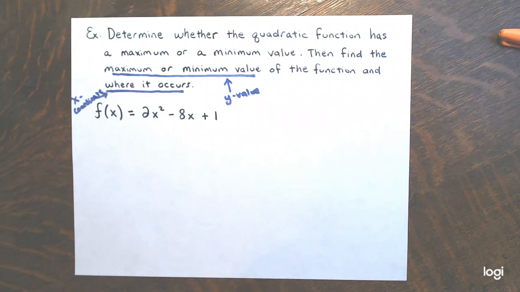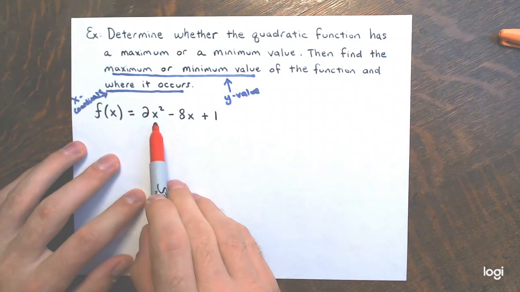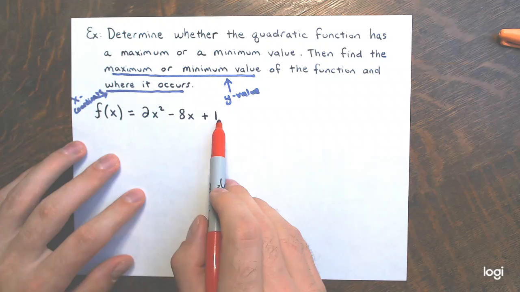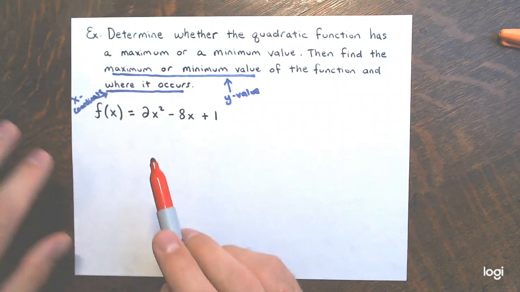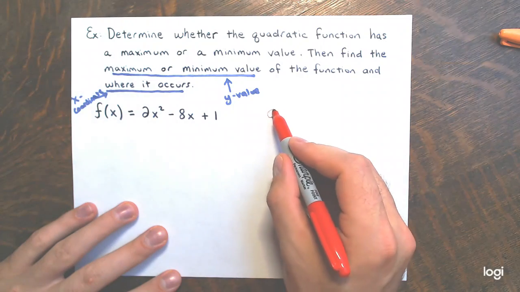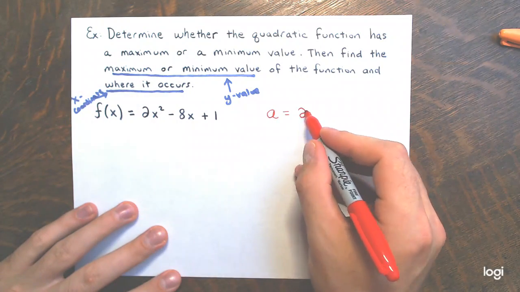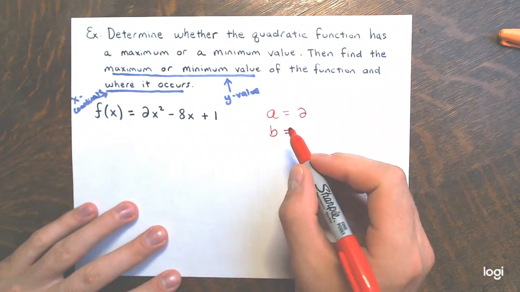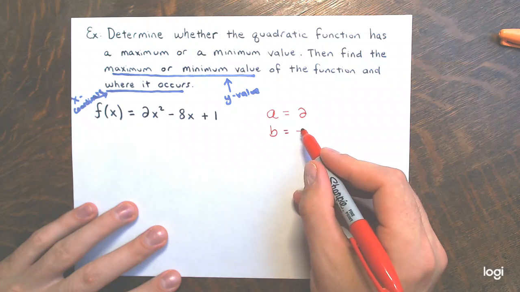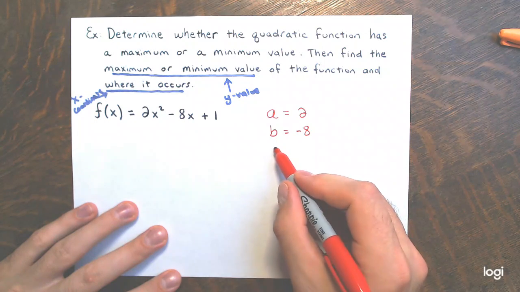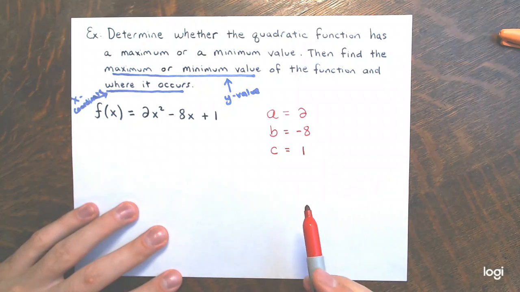Okay, so here my function is f of x equals 2 times x squared minus 8 times x plus 1. This is in that ax squared plus bx plus c form. In fact, I'll identify what those are. The value of a would be positive 2. The value of b would be negative 8. Don't forget this is really plus negative 8x, so don't forget the negative. The value of c would be the positive 1, the constant term there.